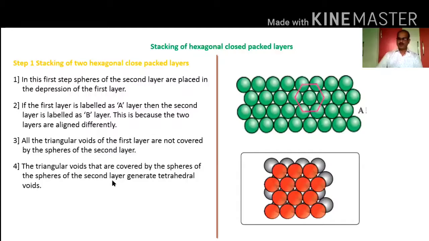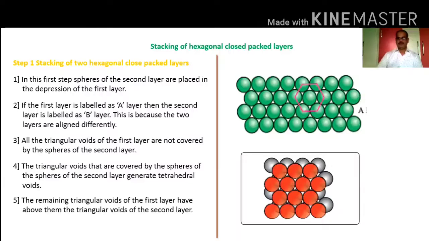The triangular voids that get covered by the spheres of the second layer generate tetrahedral voids. So all those triangular voids which are covered get converted into tetrahedral voids. Please remember this term, tetrahedral void, which we will be studying in detail a little later.